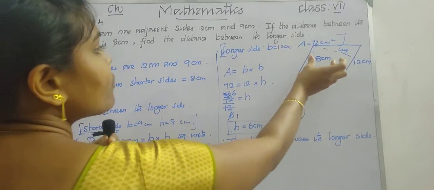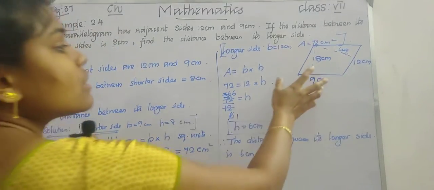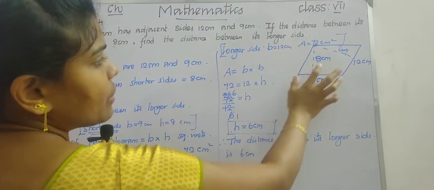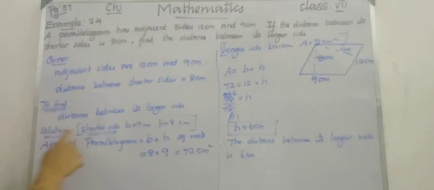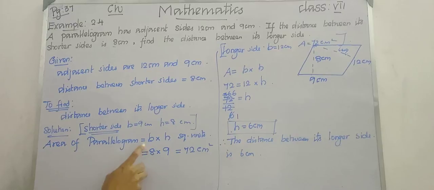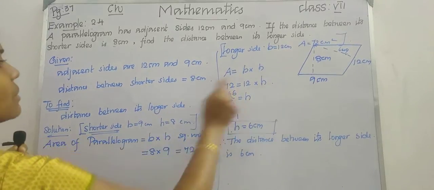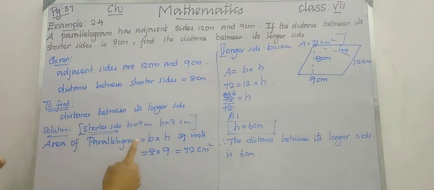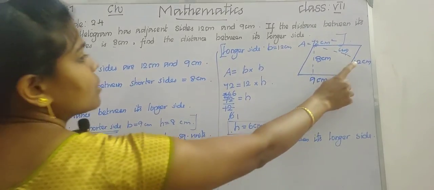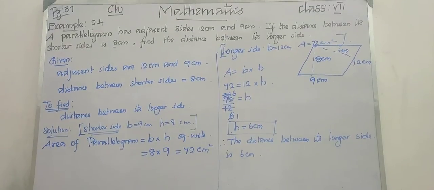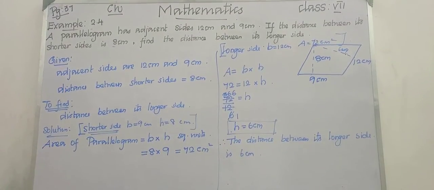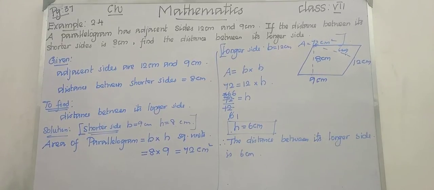So first of all, let us find the area by using the base and height. We need to find the area of the parallelogram. So what is the base? Base is 9 centimeter, and what is the height? It is 8 centimeter. So area of parallelogram equal to B into H, that is 8 into 9. So we got 72 centimeter squared. So by using this area and also the adjacent side given, we can find the distance between the longer sides, that is the height for the other side.